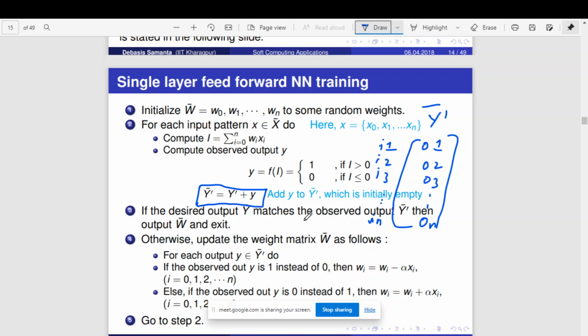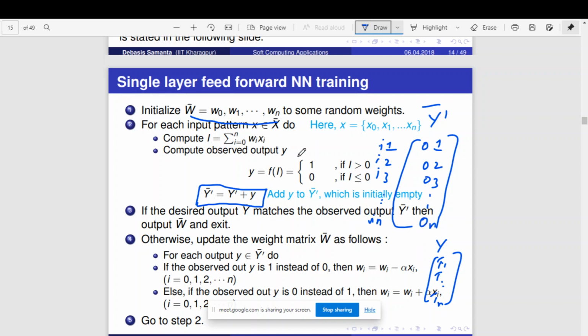If the desired output y matches the observed output y dash bar, then output w dash and exit. So we have to compare. This is y dash, the observed output, and there is y, which is the actual or true output, say t1, t2 and so on. You have to compare these two to see whether they are equal or not. If they are equal, then the weights we initially assumed are correct, but that will not happen normally, so it won't be equal.